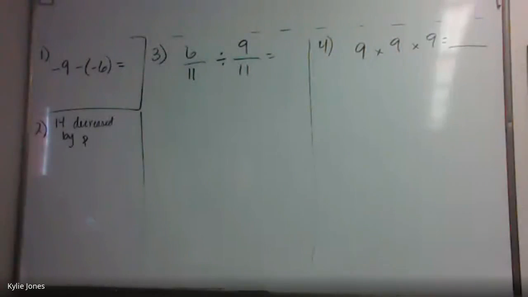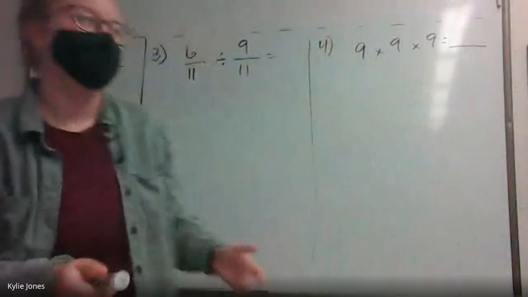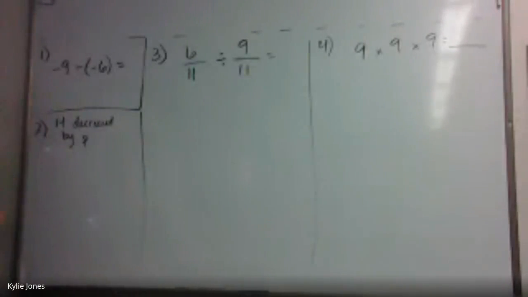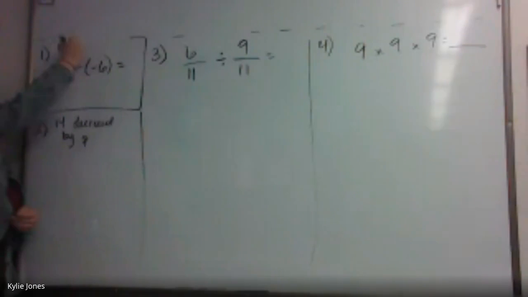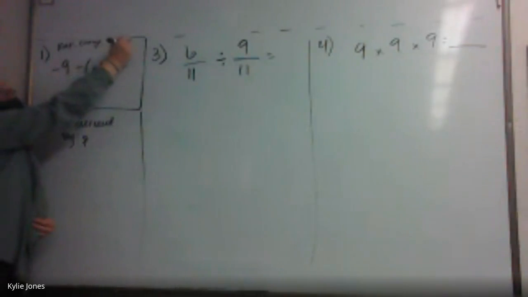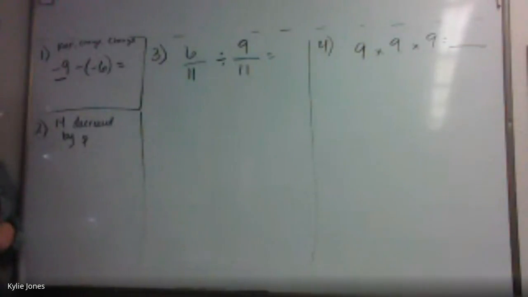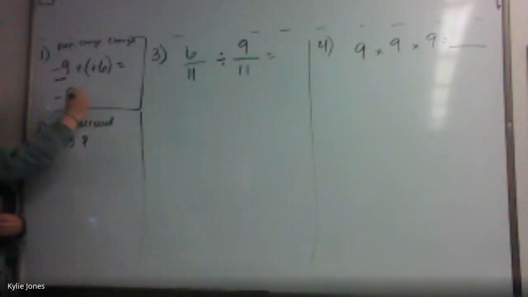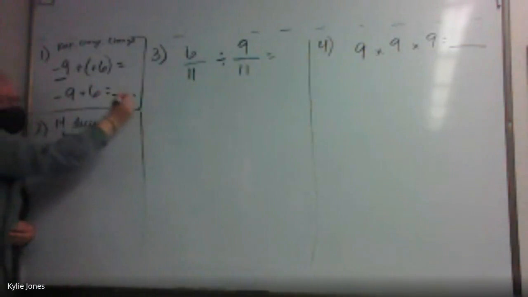Alright, so number 1 here, we are taking negative 9, subtracting a negative 6. Now, when you do integers and you have a subtraction in the middle, you're supposed to do keep, change, change. So you keep the first one the same. You change the subtraction to what's the opposite of subtraction? Addition, and then you change your negative number to a what? Positive. So this is really negative 9 plus 6 when you change it all.